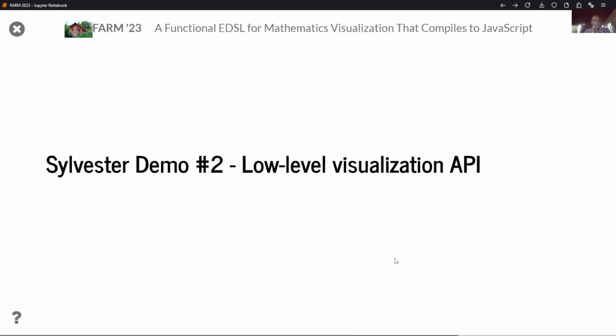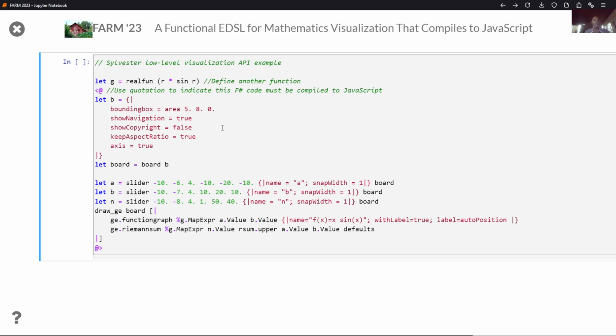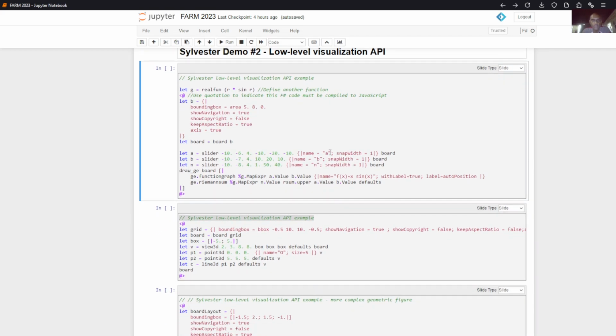So what Sylvester does is provide a functional language interface to JSXGraph. That's the low-level visualization API, and from that low-level API, you can build higher-level visualization functions. So we can just look at the low-level visualization API. I'm just going to switch out of presentation view for a bit, just so we can look at the code.